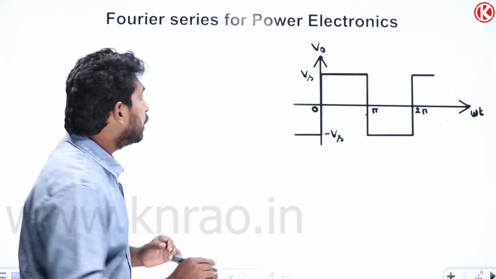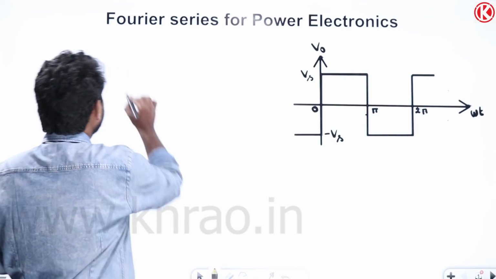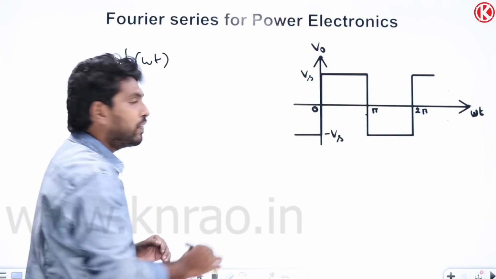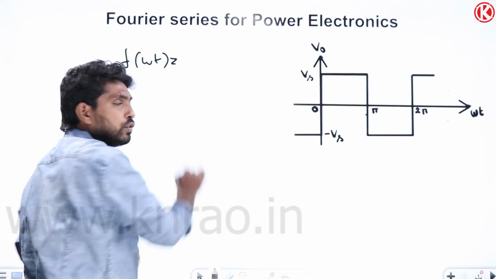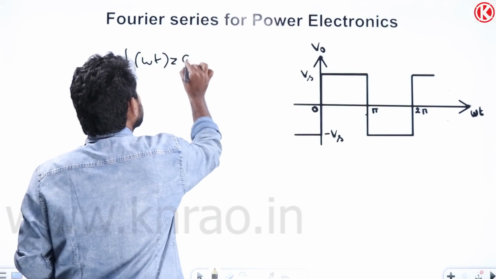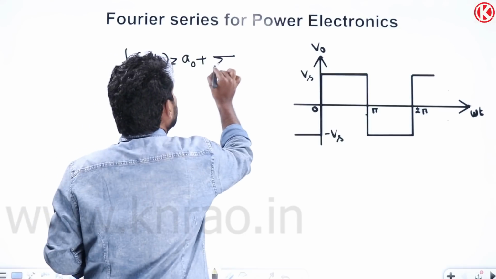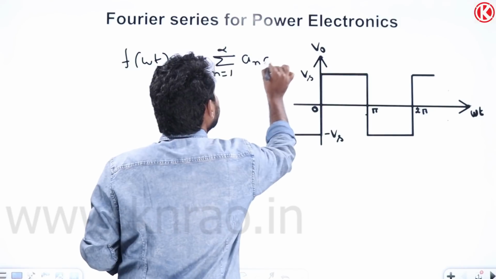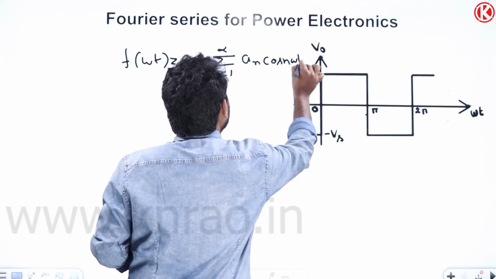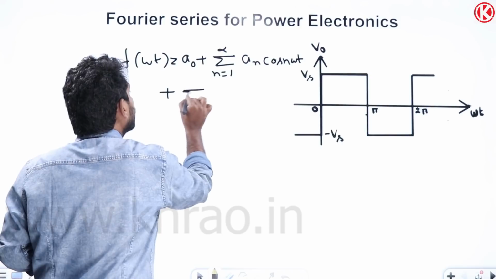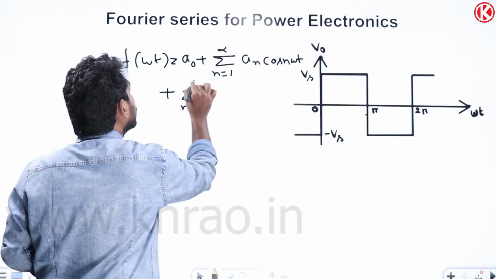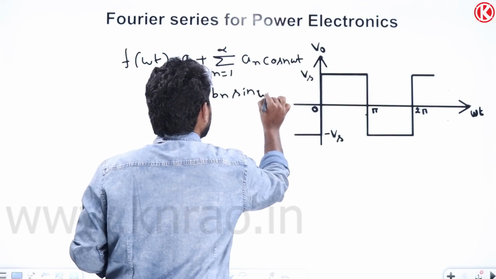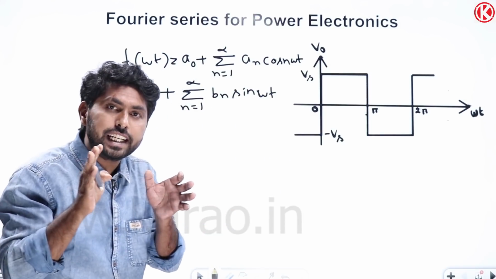We know that the basic Fourier series expression is f of omega t equal to the combination of Fourier coefficients: a naught plus the sum over n equal to 1 to infinity of an cos n omega t, plus the sum over n equal to 1 to infinity of bn sine n omega t. So let me find the Fourier series expression for this.